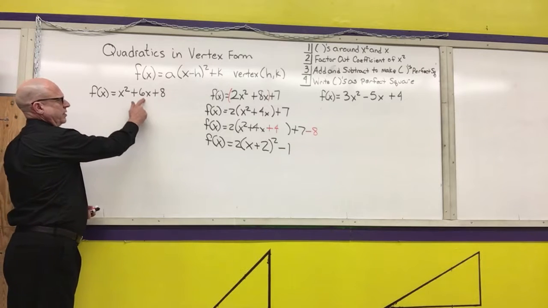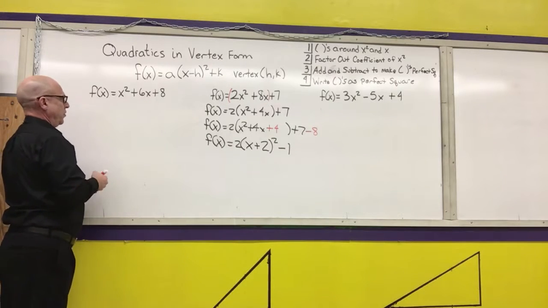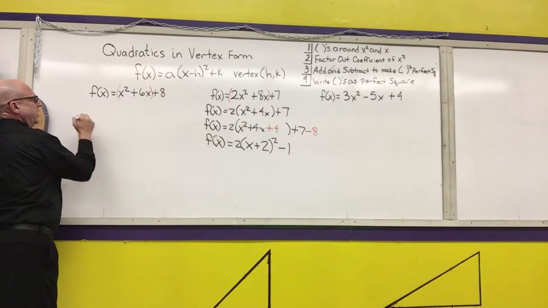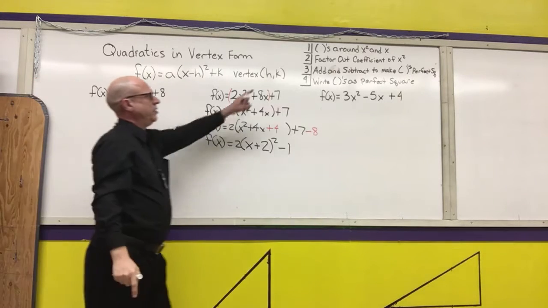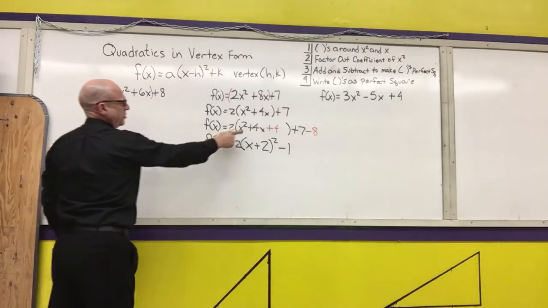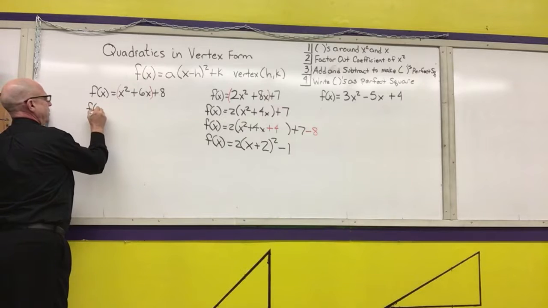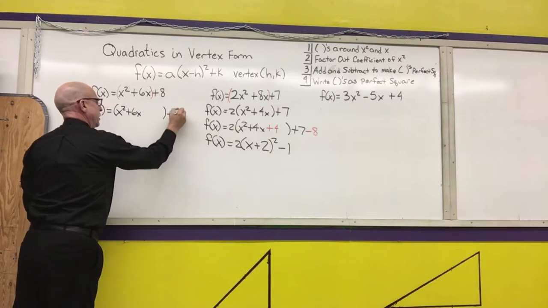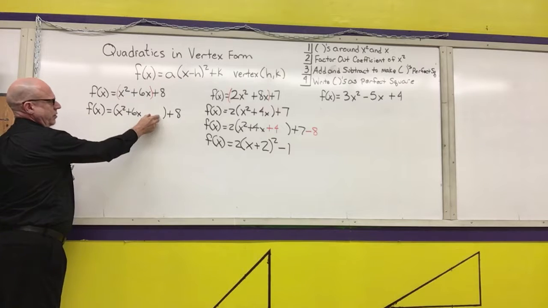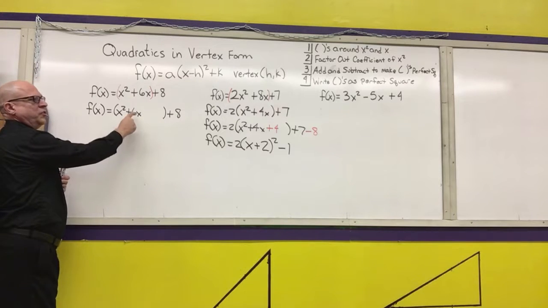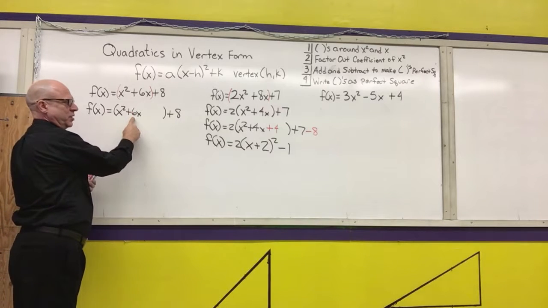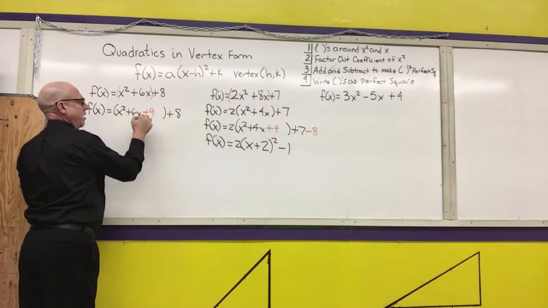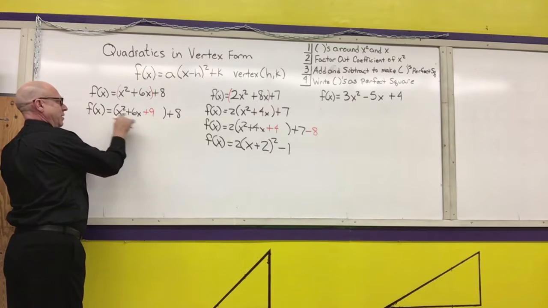Example 2, x squared plus 6x plus 8. Step 1, put parentheses around the first 2, the x squared and the x term. Factor out the leading coefficient. Well, the leading coefficient's already 1, so I don't have to do step 2. Now I'm going to add and subtract numbers in order to make the item inside parentheses a perfect square. In order to find the number that you need to add here, you take the coefficient in front of the x term, you divide it by 2, and then square it. 6 divided by 2 is 3. 3 squared is 9. So I'm going to add 9 here. To compensate for adding 9, I need to subtract 9 times 1, which is 9.